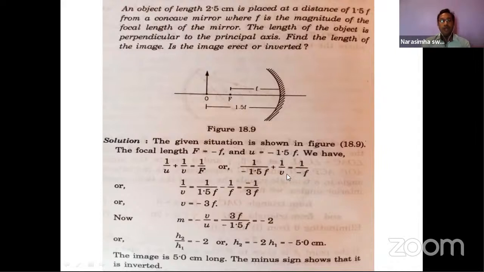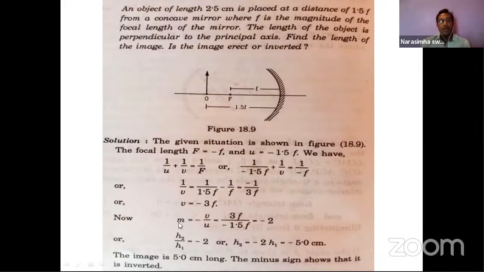So what else do we need? The value of 1/v is required. See, the length of the image is what they are asking. So 1/v is equal to 1/(1.5f) minus 1/f. Understood? So taking out 1/v, the next step will be this, and simplify this. You are getting minus 1/3f. So this value is for 1/v, and the v value is minus 3f.